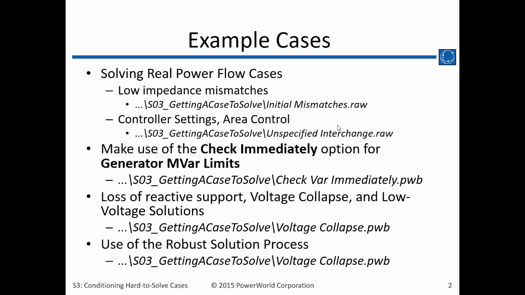So for example, we've got some example cases solving real power flow cases. We have a low impedance mismatch case called initial mismatches.raw. We have a controller settings and area control case called unspecified interchange.raw. So there are several different cases that we can use that are examples here. We can make use of the check immediately option for generator var limits in a case called check megavar or check var immediately.pwb. We can look at a loss of reactive support, voltage collapse, and low voltage solutions in a voltage collapse.pwb case. And this example uses what's called a robust solution process in the voltage collapse case.